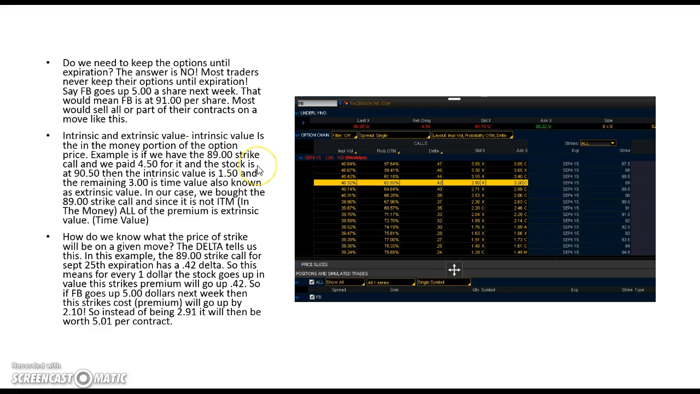Do we need to keep the options until expiration? The answer is no. Most traders never keep their options until expiration. Most traders trade options just like stock. If you keep it until expiration, that means it's going to get exercised and assigned to you. So say Facebook goes up $5 a share next week, that would mean Facebook's at $91 a share. Most would sell all or part of their contracts on a move like this, since it's a pretty significant move.